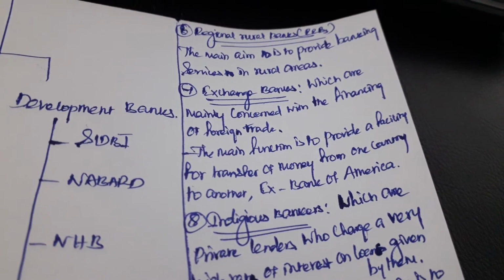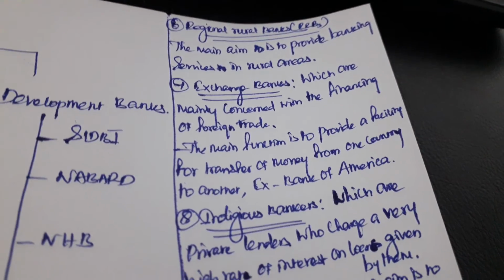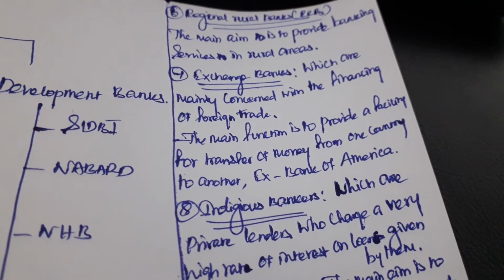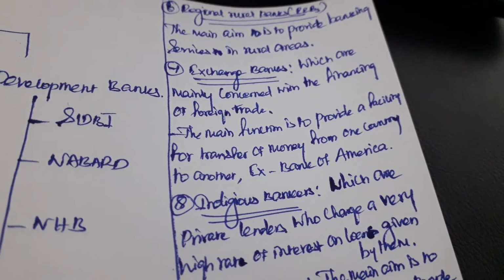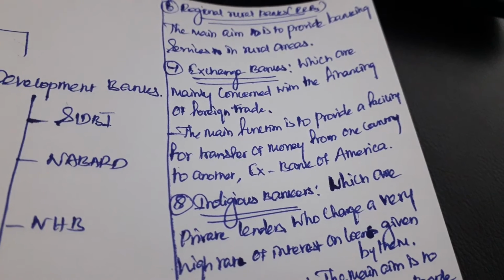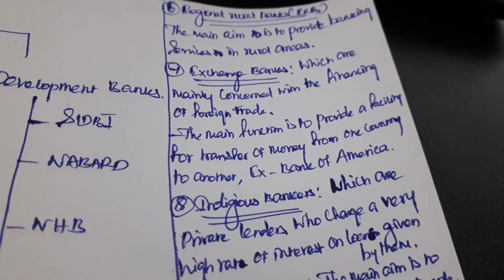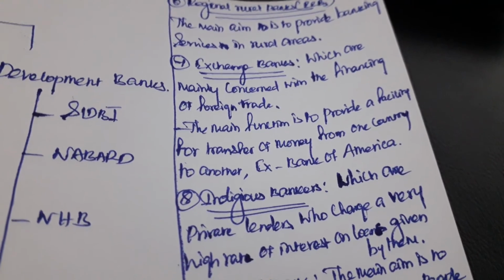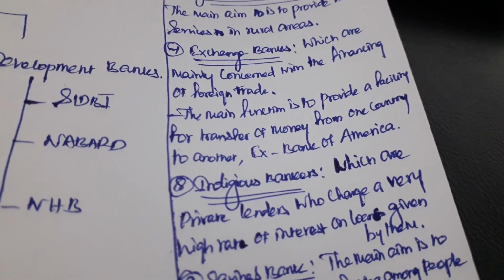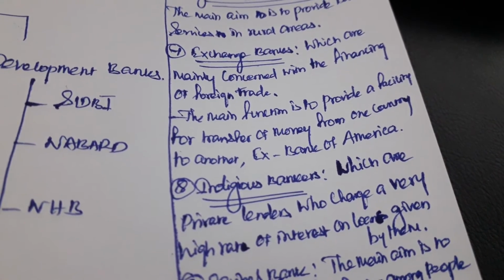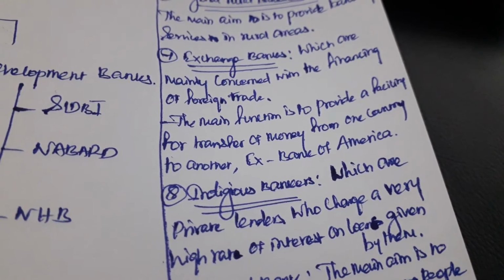The next one is exchange banks, which are mainly concerned with the financing of foreign trade. It operates for foreign trade. The main function is to provide a facility for the transfer of money from one country to another. Example, Bank of America. These banks operate for transferring money from one country to another.